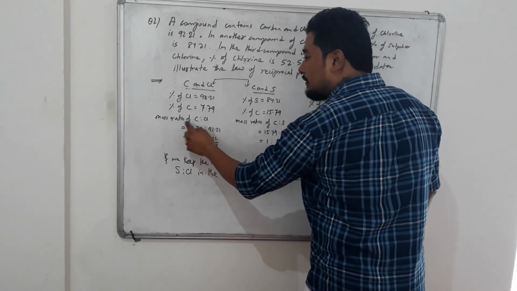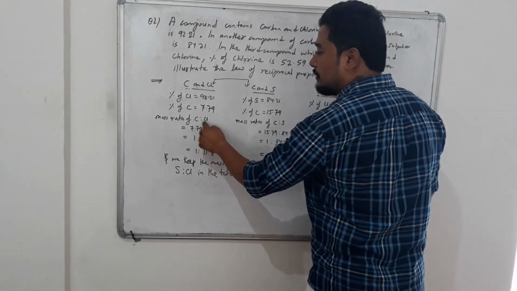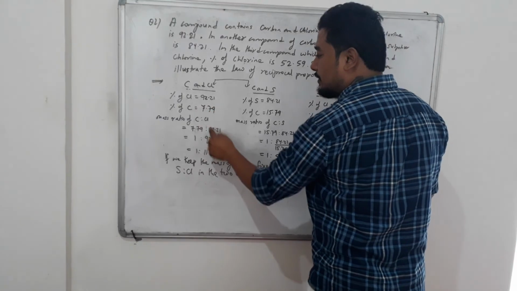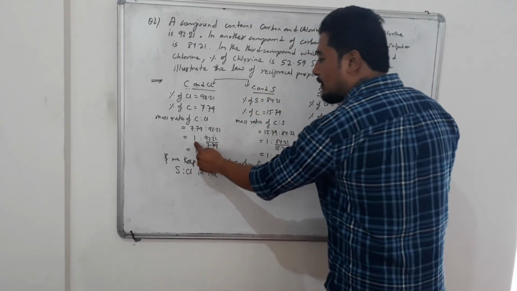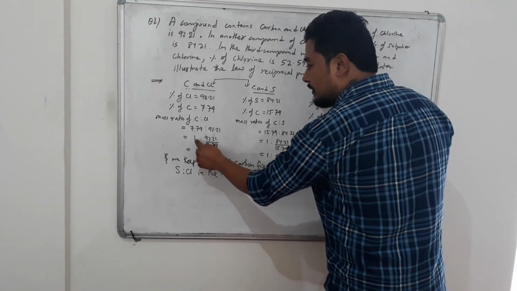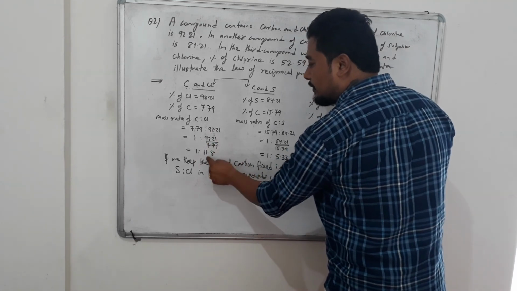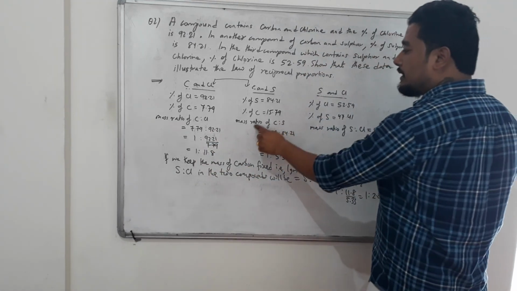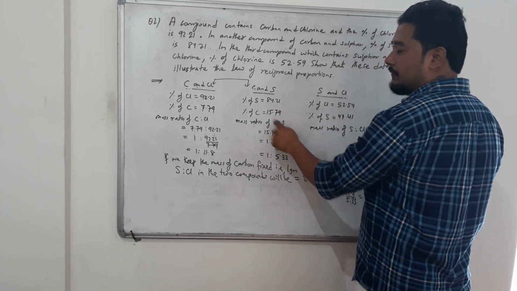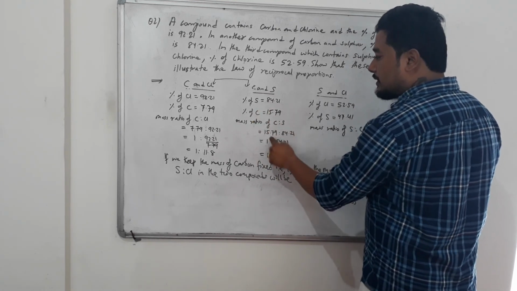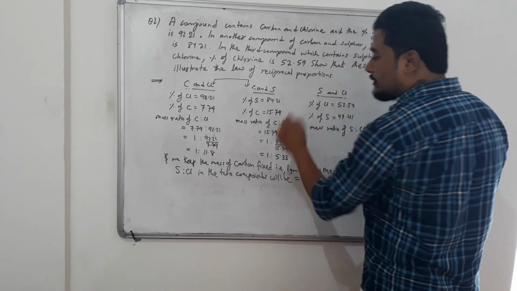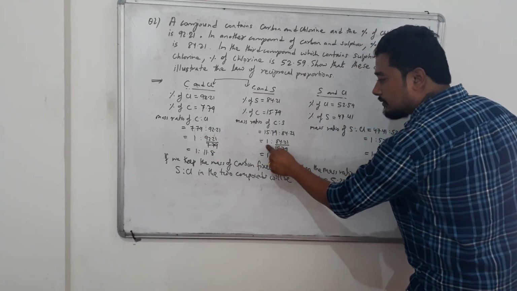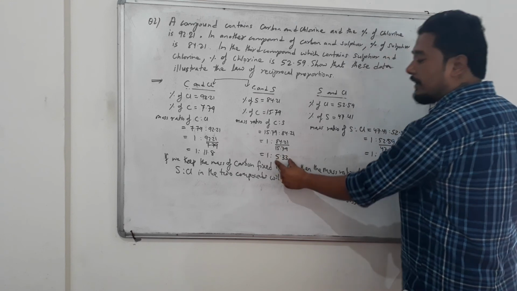The mass ratio of carbon to chlorine: carbon is this much, chlorine is this much. Carbon is common in these two, so we keep it fixed by making it 1 gram. So you bring this down, 1 is 1, and when you divide, it will come 11.8. Similarly, here we find the ratio of carbon to sulfur. Carbon is this much, sulfur is 84.21. Keeping carbon fixed by bringing this number down, when you divide, it will come 5.33.